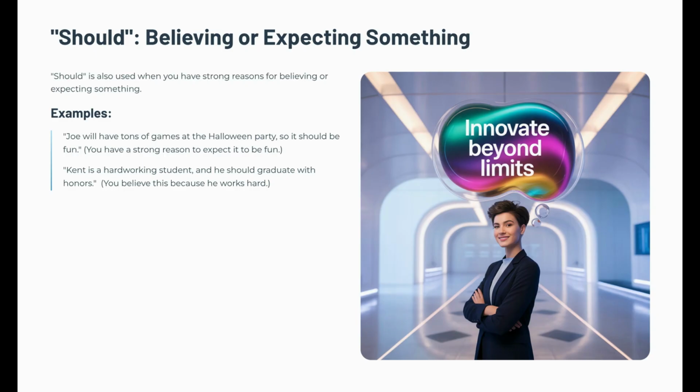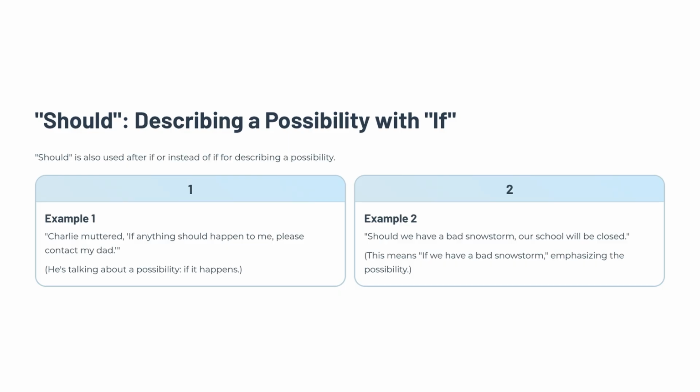Now, should has another cool use. Look at our next slide. We also use should when we have strong reasons for believing or expecting something to happen. It's like saying, I have good evidence, so I expect this. Here are some examples. Joe will have tons of games at the Halloween party, so it should be fun. You have a strong reason to expect it to be fun because there will be many games. Another one. Kent is a hard-working student, and he should graduate with honors. We believe this because we know he works hard. We expect good results.